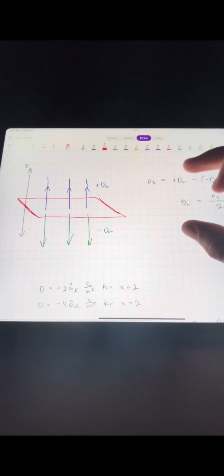And for the second example, we'll go over an infinite sheet of charge. By symmetry, the field has the same magnitude above and below, but points in opposite directions. So above, D_N equals plus D, below D_N equals minus D, so we get that the surface charge density, rho of S, is equal to plus D minus negative D, so that's 2D, and we get this very standard equation for a sheet, where the electric flux density equals 1/2 of the surface charge density.